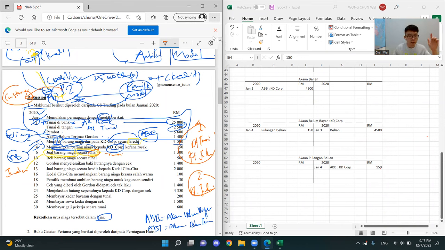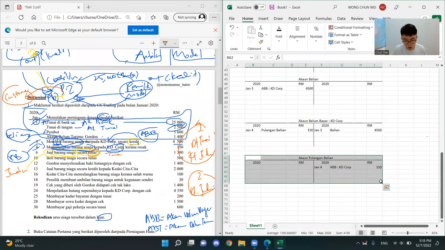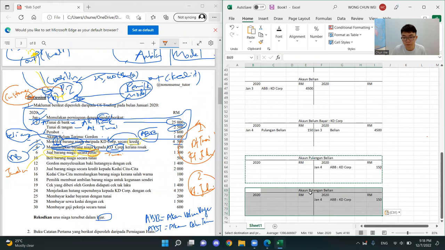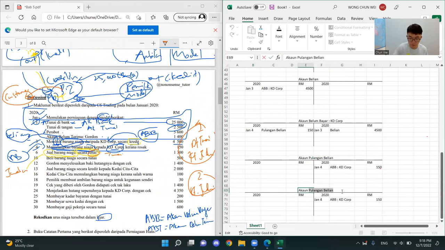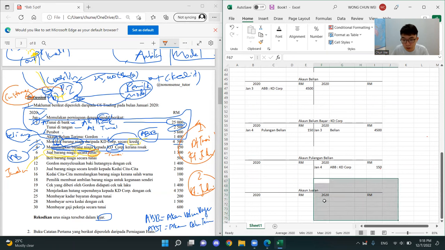All right? Okay, so where am I? Yeah, number six. So six, you jual barang, therefore I send to account jualan. And because the barang keluar, therefore I credit account jualan. So skip a few lines. Pulangan belian normally is a little bit of lead, so you can skip like 1, 2, 3, 4. And then you book it into a new account called account jualan. So because barang niaga keluar, I credit jualan.